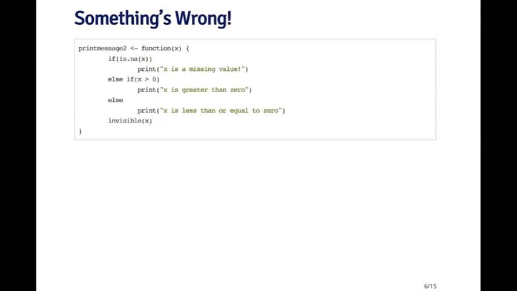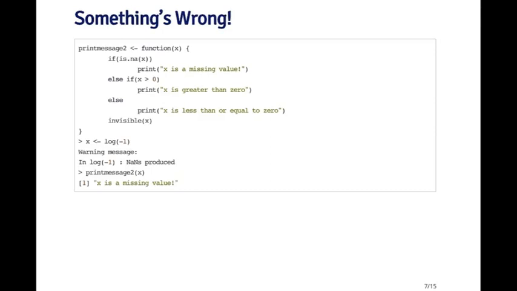Now I'm going to fix this problem, so to speak. I've got a new function, print message 2. The first thing I'm going to do is check to see if the argument is NA. If it's NA, I'm going to print a different message, so it's not going to produce an error. This function is going to print one of three messages, and then it's going to return its argument invisibly.